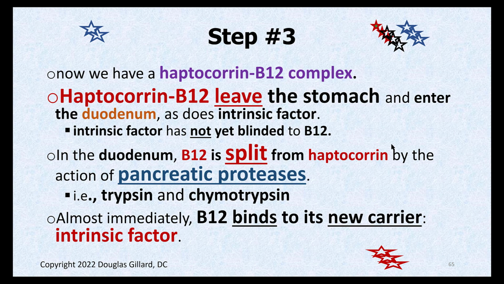Okay, and now the vitamin B12 and haptocorin pair are broken apart by trypsin and chymotrypsin, collectively called the pancreatic proteases. Okay, so almost immediately, vitamin B12 is naked and afraid again. Almost immediately, intrinsic factor binds to vitamin B12. So where does intrinsic factor and vitamin B12 finally hook up? Not the stomach, not the mouth, in the small intestine, specifically in the duodenum.